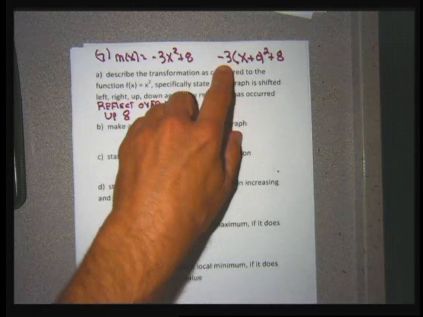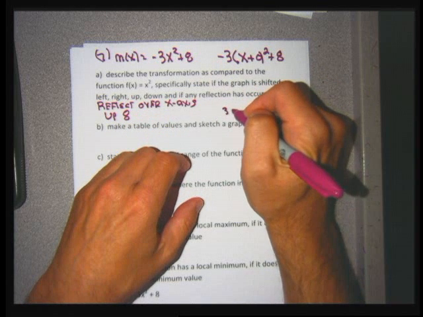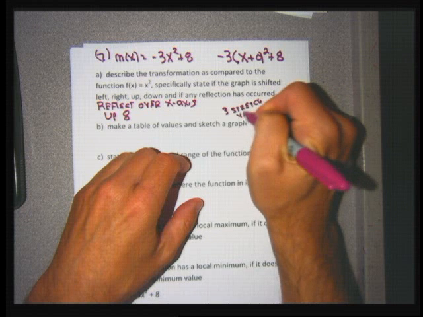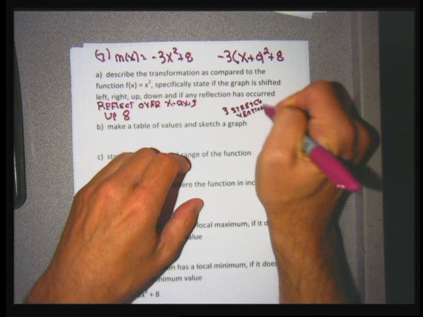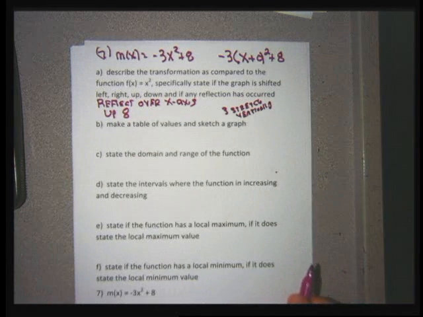The 3 is going to stretch it vertically and make it skinnier. The negative flips it over. The fact that the 3 is bigger than 1 is going to stretch it vertically and make it skinnier, as opposed to compress it vertically and make it fatter. So that's everything for part A that we need to have.